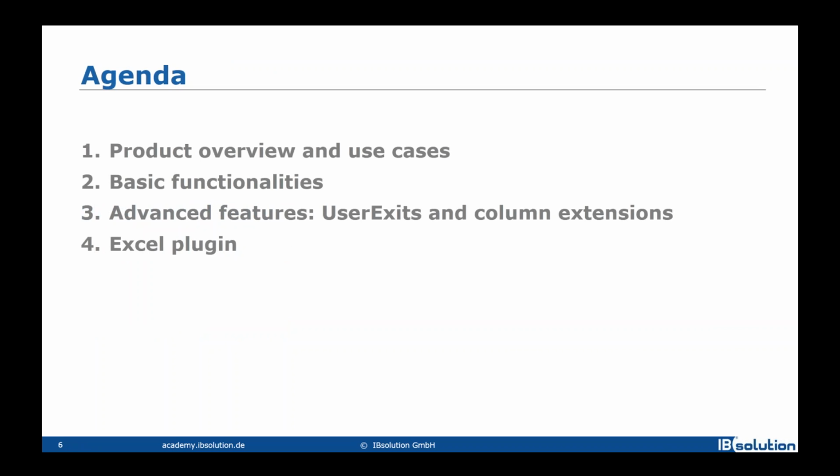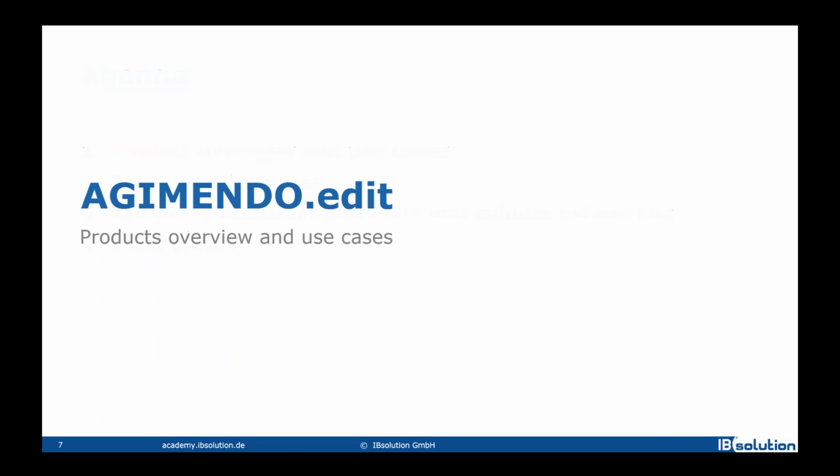So today we're going to see a general overview of AGIMENDO.edit and its use cases. We'll see what the basic functionalities are that are directly usable. We'll see also the advanced features, which are the user exits and the column extension that allow each client to have a personalized view on their data, and also the Excel plugin. All of what we'll see will also be shown in a small demo at the end.